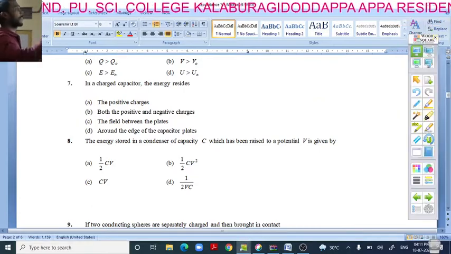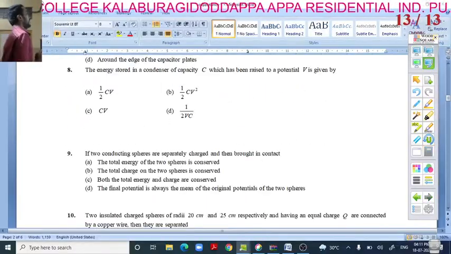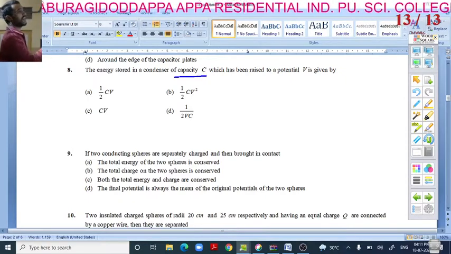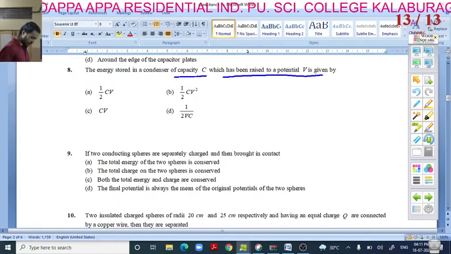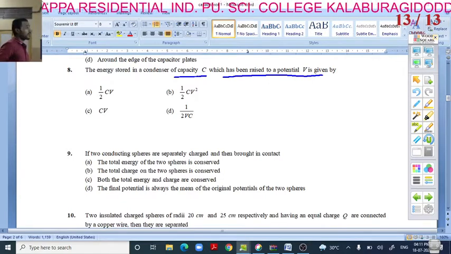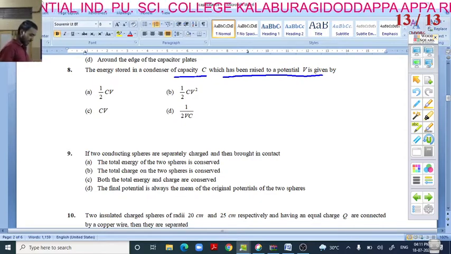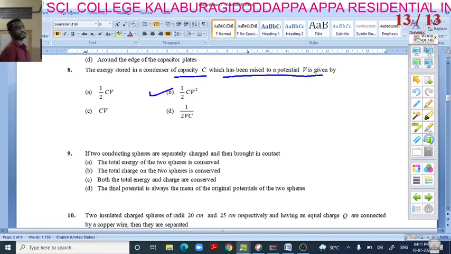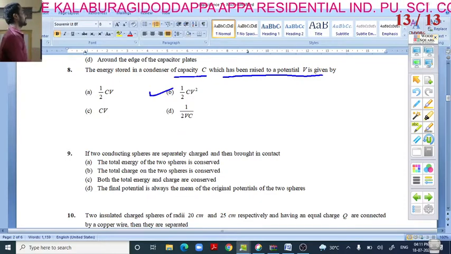Okay. Next question. Energy stored in a condenser of capacity C, which has been raised to a potential V, is given by some options. It is a direct question, it will be half CV square. No need to discuss much on this.